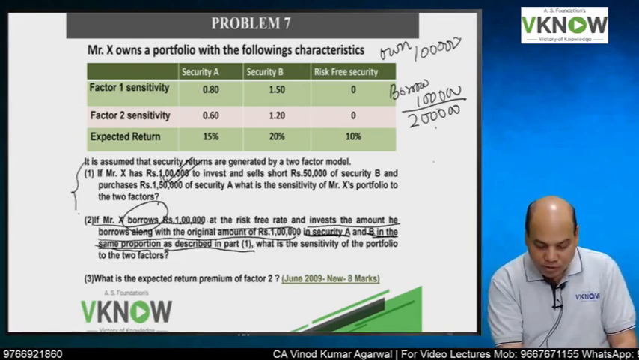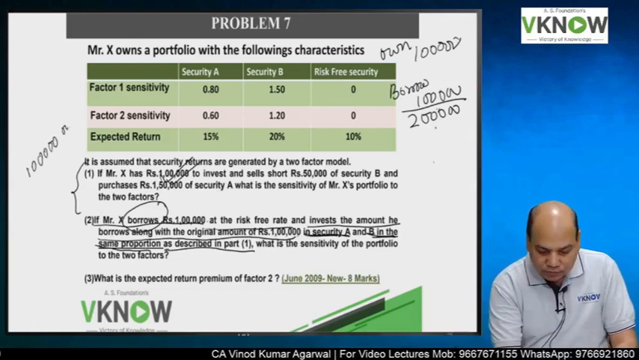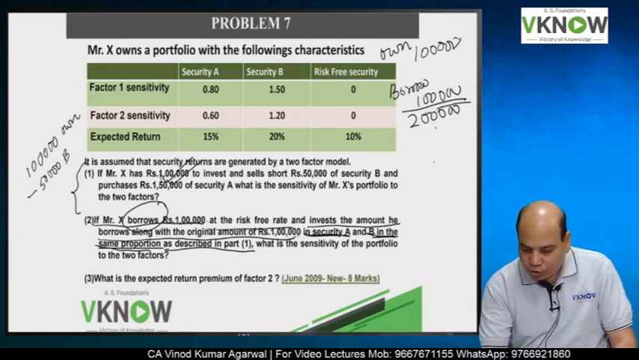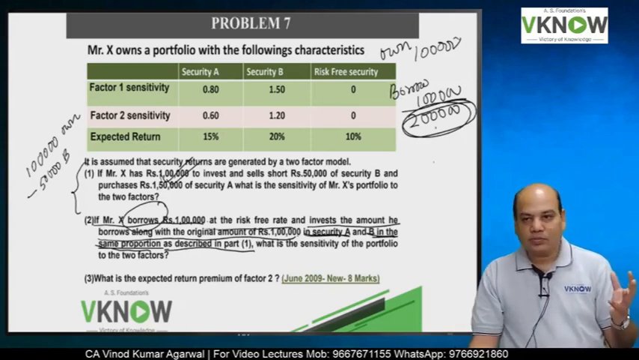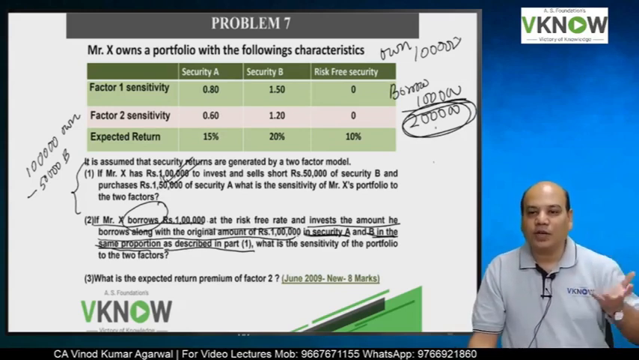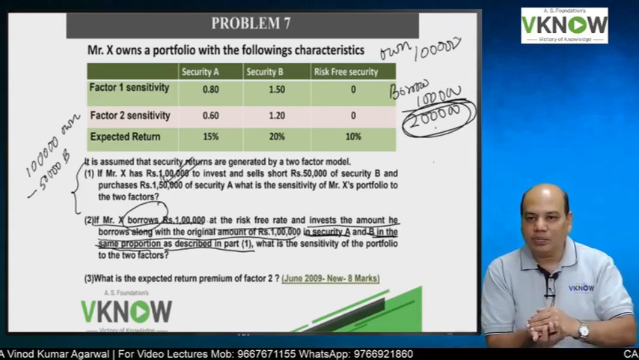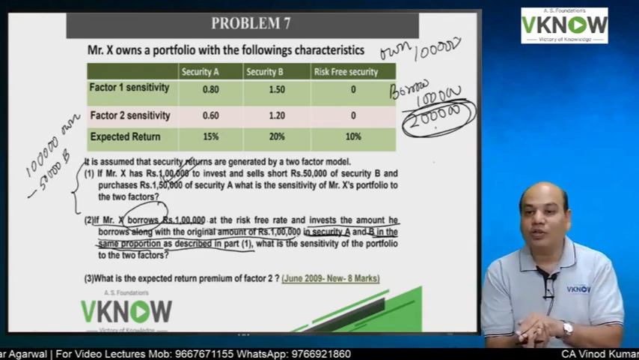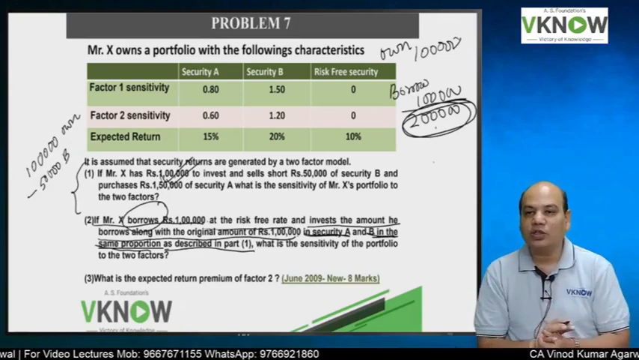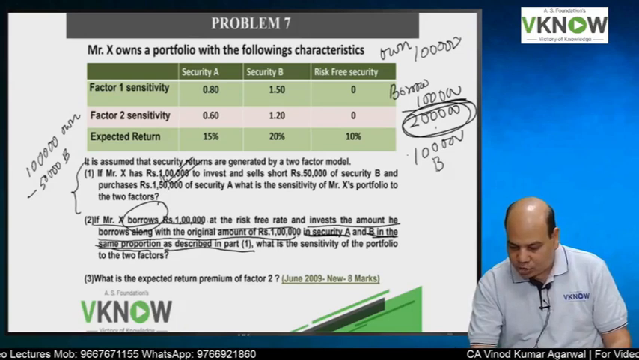As described in part 1 means this is the part 1. In part 1, own money was 1 lakh. Short selling of B was 50,000, correct? Now you have 2 lakh rupees. How much will be short selling? The amount of short selling in B is half of the funds that is available to you. In the first question, short selling in B was 50,000 when the amount available was 1 lakh. Now the amount available is 2 lakh. So what will be the short selling of security B? Is it 1 lakh? So B will be short sold 1 lakh.